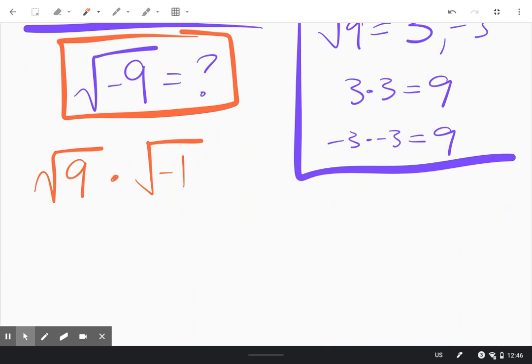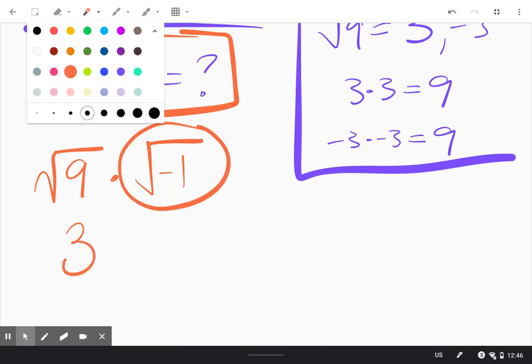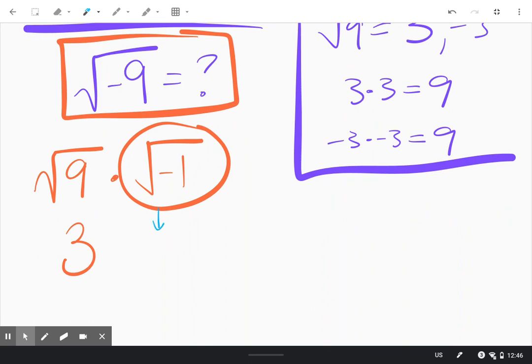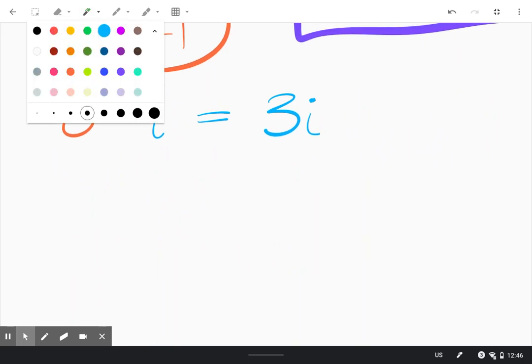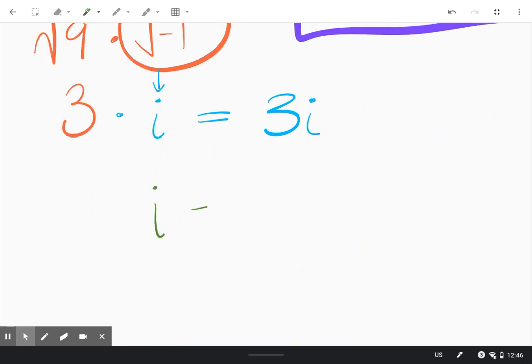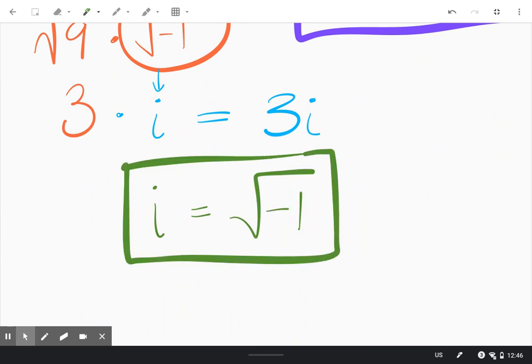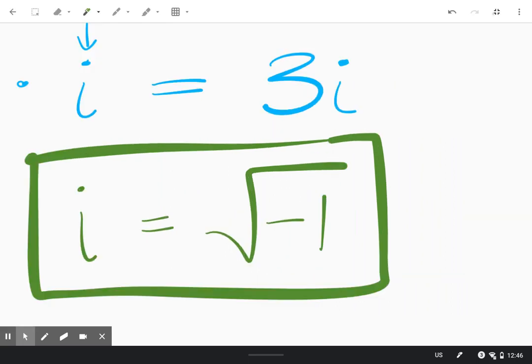And we will be able to simplify the square root of 9 to 3. But this number we are going to replace with this constant term that we're going to call i. And so this would be rewritten as 3i. So the takeaway here is that you need to understand that i, the imaginary number i, is equal to the square root of negative 1. And that is kind of the foundation of everything that we're talking about here.